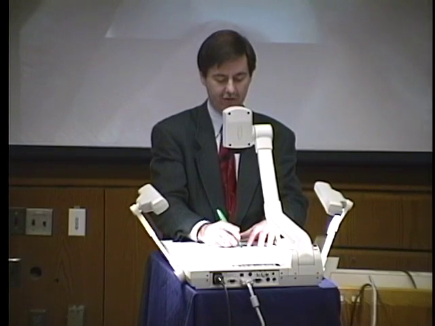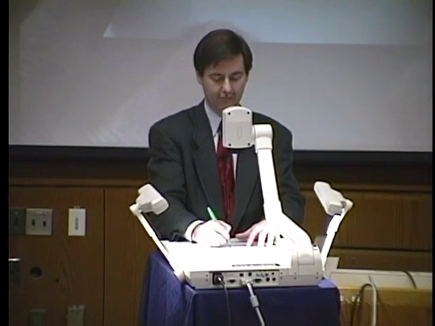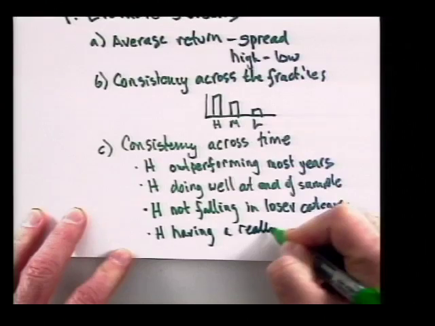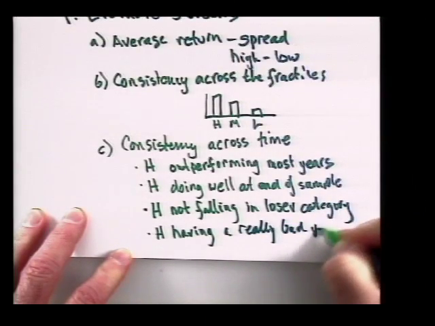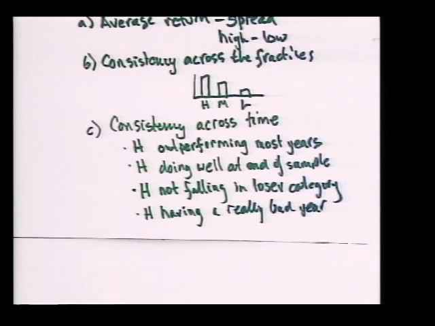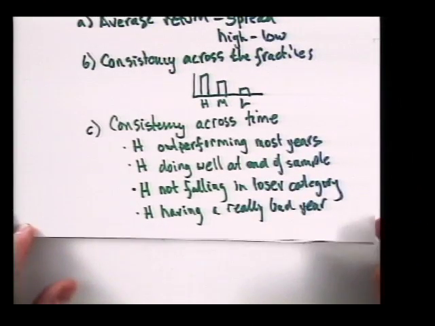Okay? And very much related to this is H having a really bad year. Even if it performs well on average, if it's got this possibility of having a really bad year, then I'm going to think twice about it. So that's the C part. D part. What else do I look at?